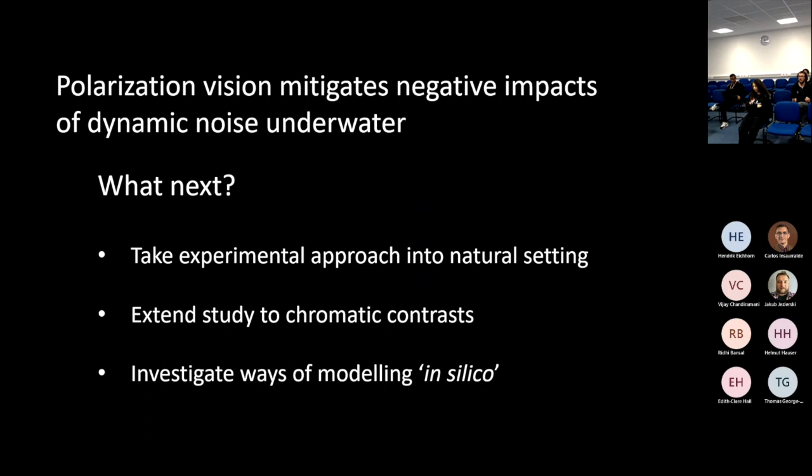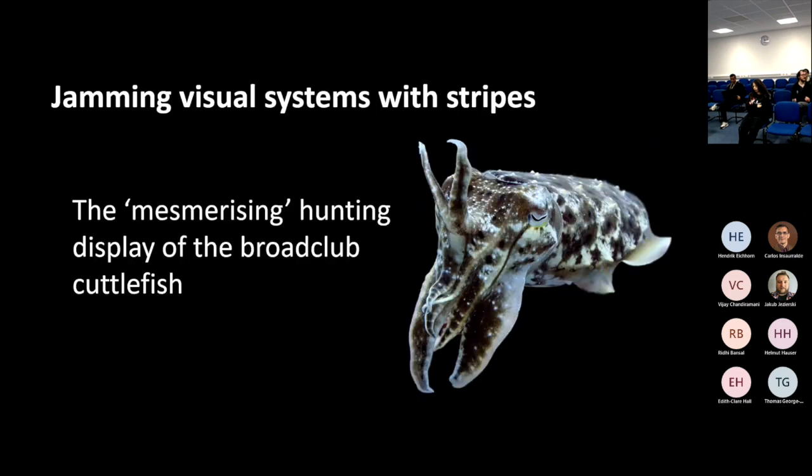So the second experiment I wanted to talk to you about was a cuttlefish experiment we embarked on recently with this species, the broad-club cuttlefish. Now, it's a really charismatic species that you find in tropical oceans around the world. And we were interested in this really interesting behavior that they have when they're hunting using repetitive moving stripes.